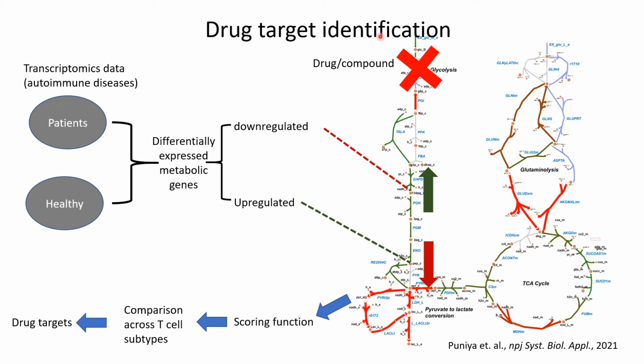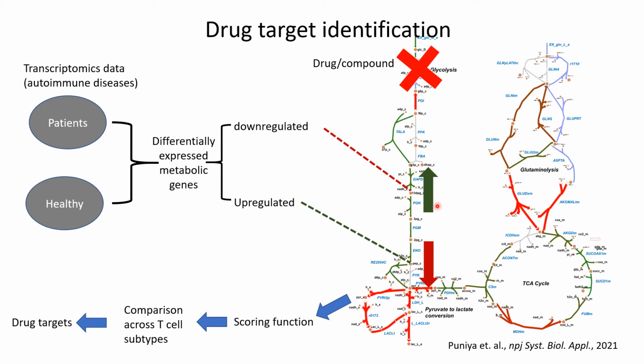So we wanted to use these metabolic models to identify drug targets, and for that, first we analyzed transcriptomics datasets from case control studies, here patients and healthy, from 3 autoimmune diseases. We identified differentially expressed metabolic genes and grouped them into downregulated and upregulated genes. In the model, we mapped drug targets and compounds from drug databases, and then we introduced the perturbation.